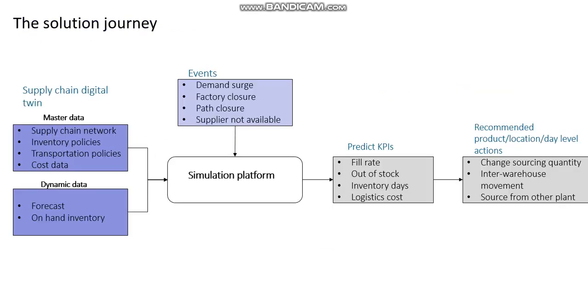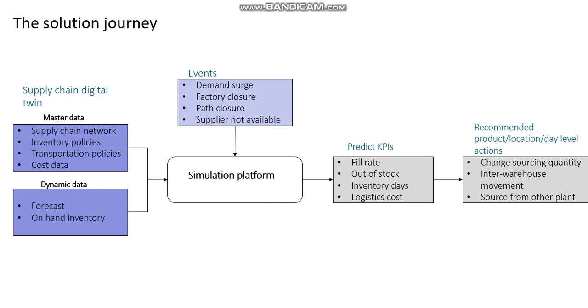The way it works is this simulation model creates a snapshot of the supply chain with all the master data of the various things in the supply chain, and the dynamic data, like forecast or on hand inventory or any other transactional data which will keep on changing. On top of this snapshot we also need events, which can be supply side disruptions or demand changes or surges. Once all these things are taken into the simulation platform, it predicts the KPIs, and then using reinforcement learning, there can be recommended actions, telling which source to take.